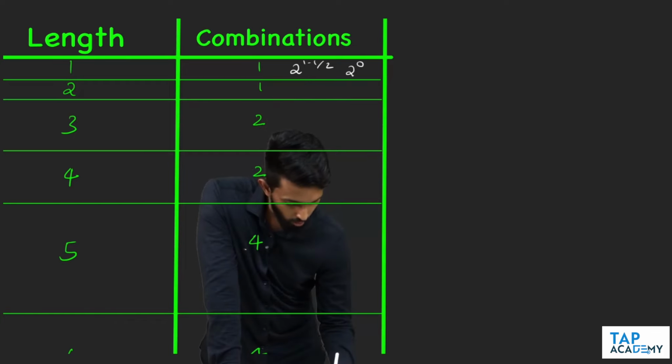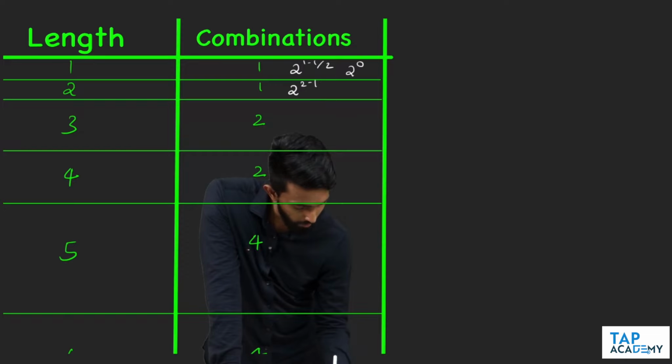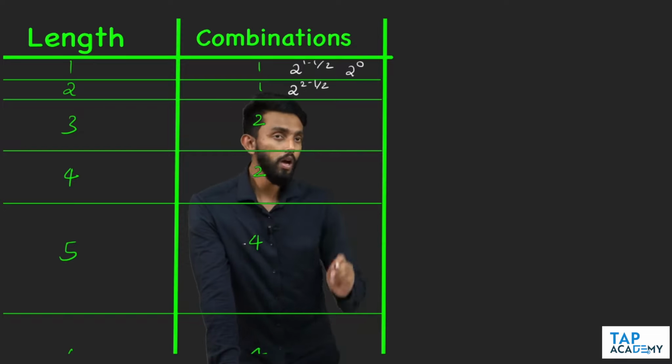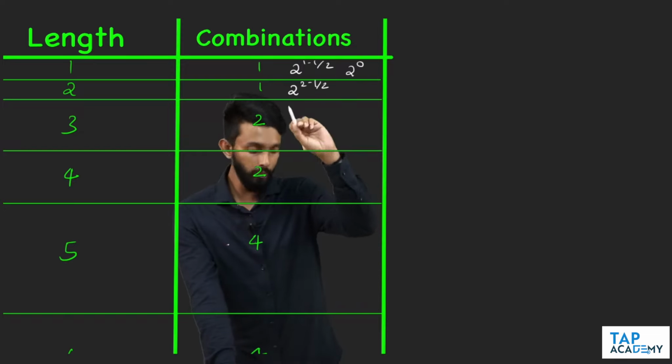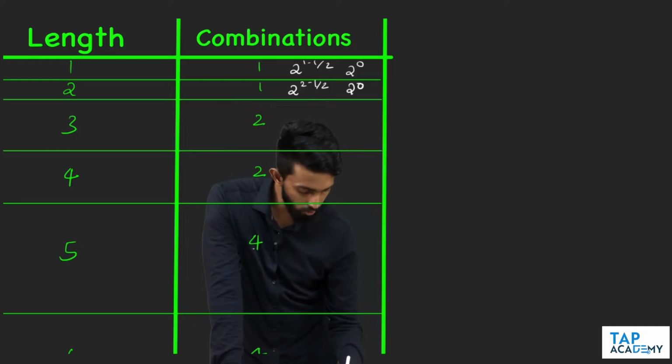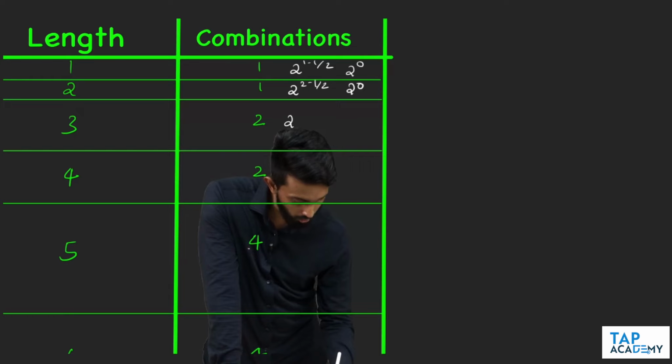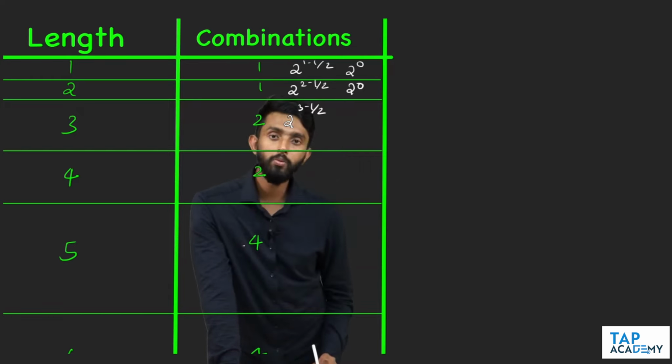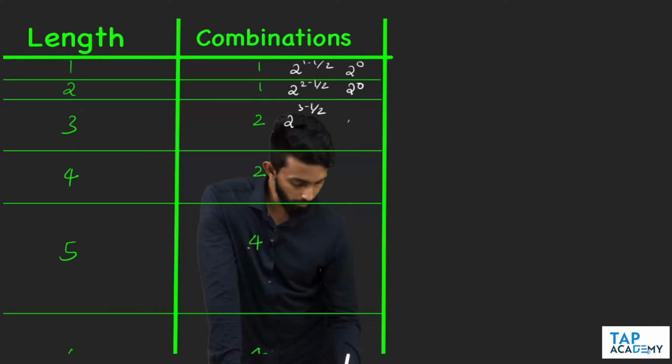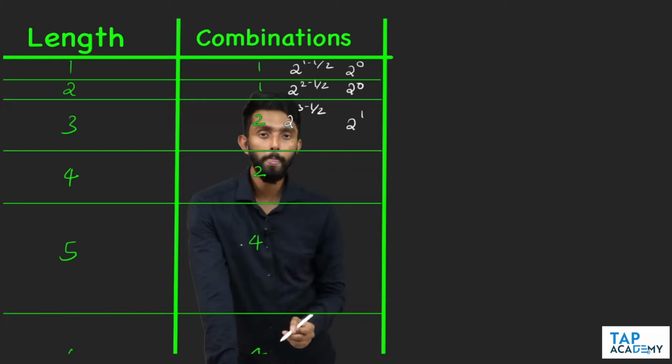Here also I can write 2 to the power length, which happens to be 2 minus 1 divided by 2. 2 minus 1 is 1. 1 divided by 2 is 0. Again 2 to the power 0 is 1. Similarly, this is nothing but 2 to the power length minus 1 divided by 2. 3 minus 1 is 2. 2 divided by 2 is 1, which is nothing but 2 to the power 1, which is nothing but 2.